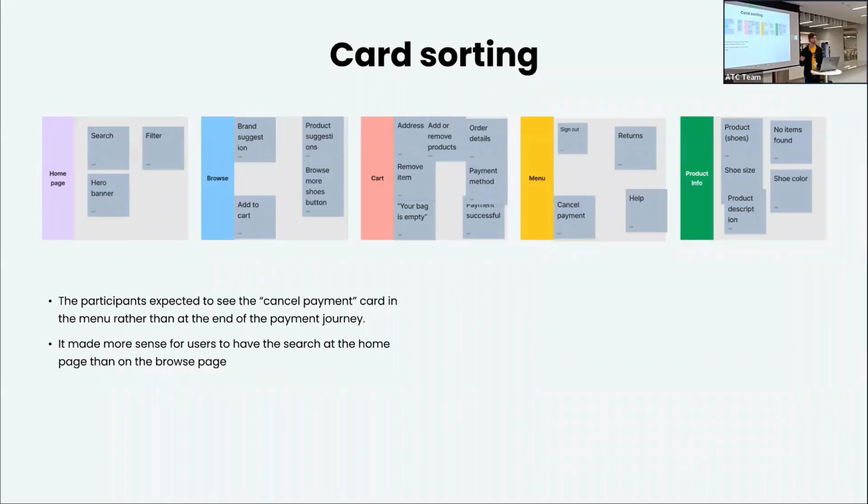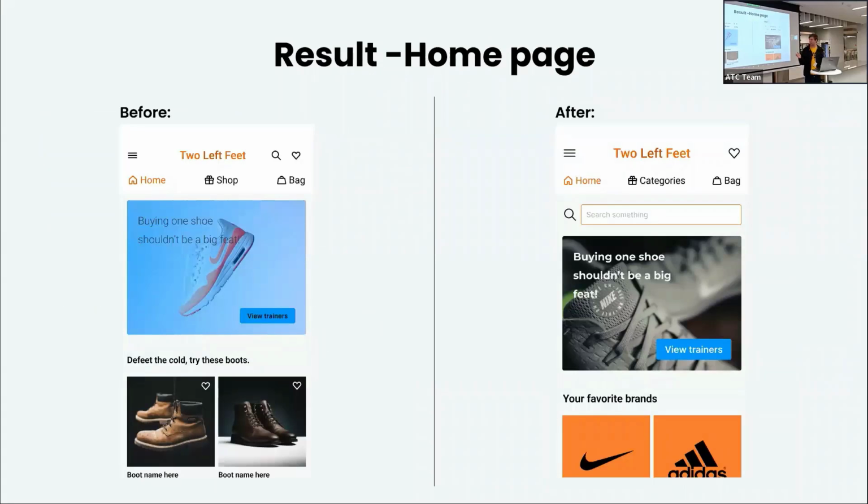So I did a card sorting exercise on this, and basically what I got from that is that users wanted to see a cancel payment not at the end of the journey, but rather in a menu. And they also wanted to see the search at the home and not in some other category hidden away. So I iterated, and I changed it like this. So here you can see the buttons are a lot bigger. You can see I implemented the search button on the home, and I made the overall typography a lot more legible.